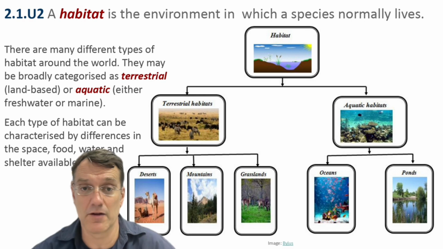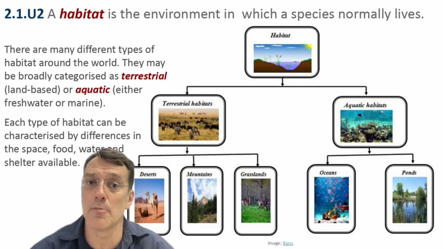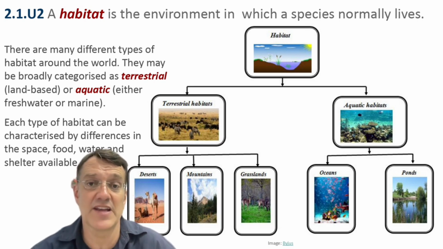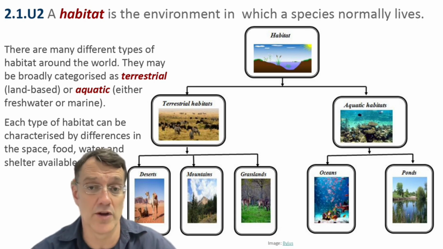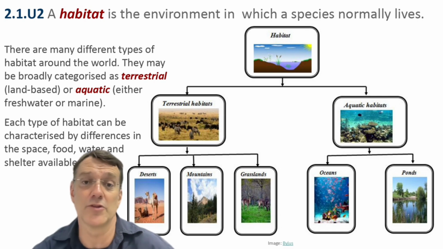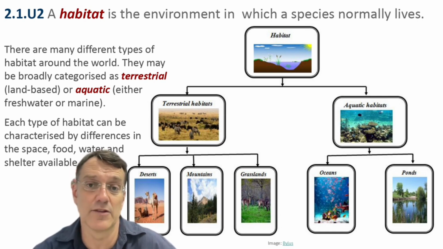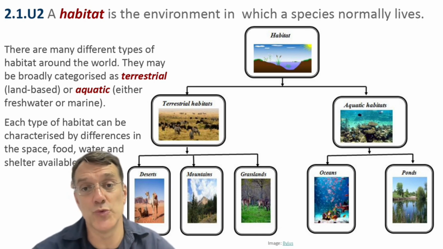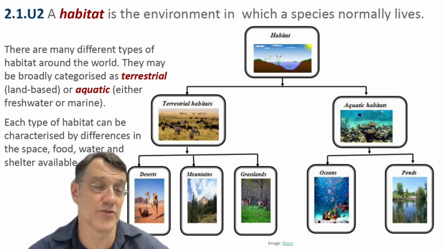Habitats can be broadly categorized as terrestrial, or land-based, or aquatic, and aquatic includes both freshwater and marine ecosystems. Each habitat type can be characterized by differences in the space, food, water, and shelter available. Examples of terrestrial habitats include deserts, mountains, and grasslands, while aquatic habitats include oceans, ponds, and estuaries. Each habitat has unique environmental conditions that support specific species adapted to those conditions.